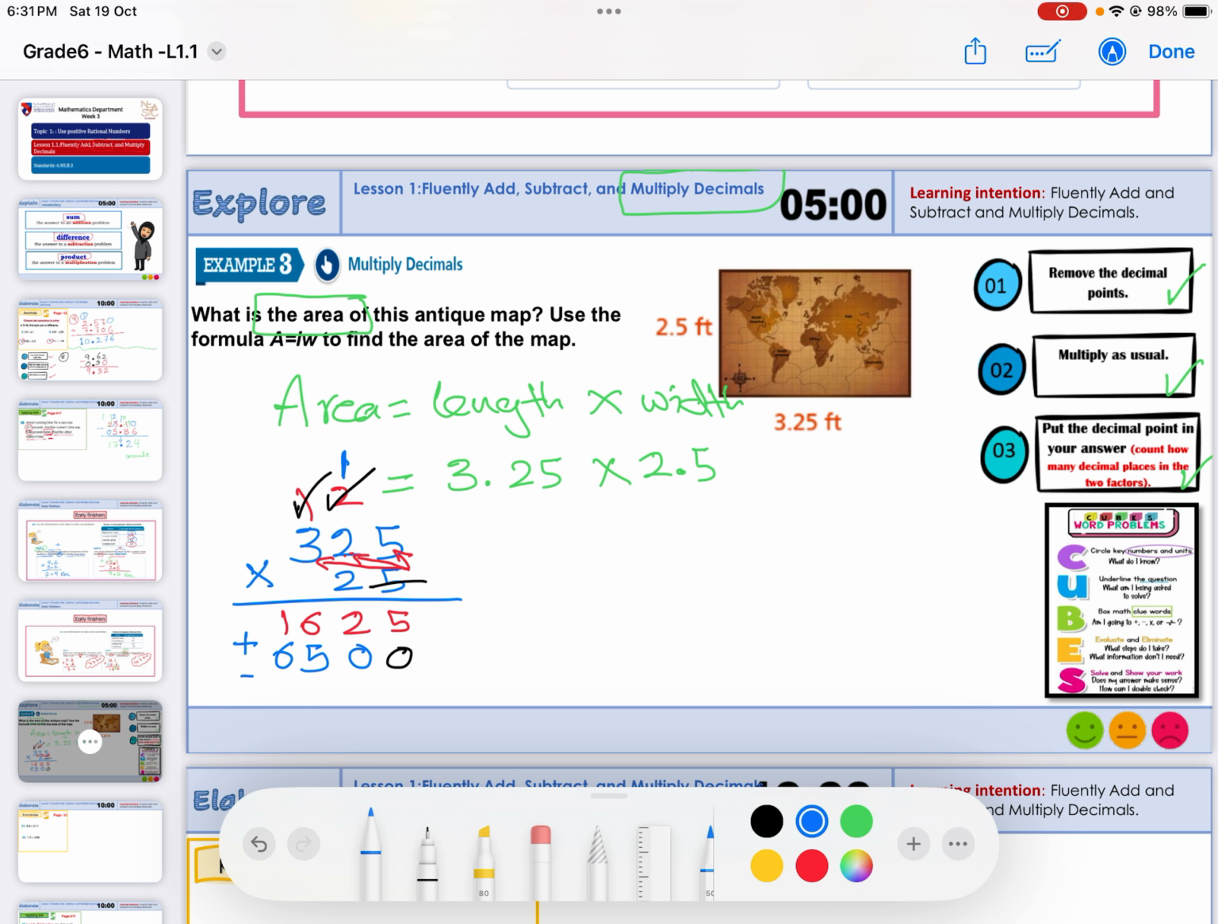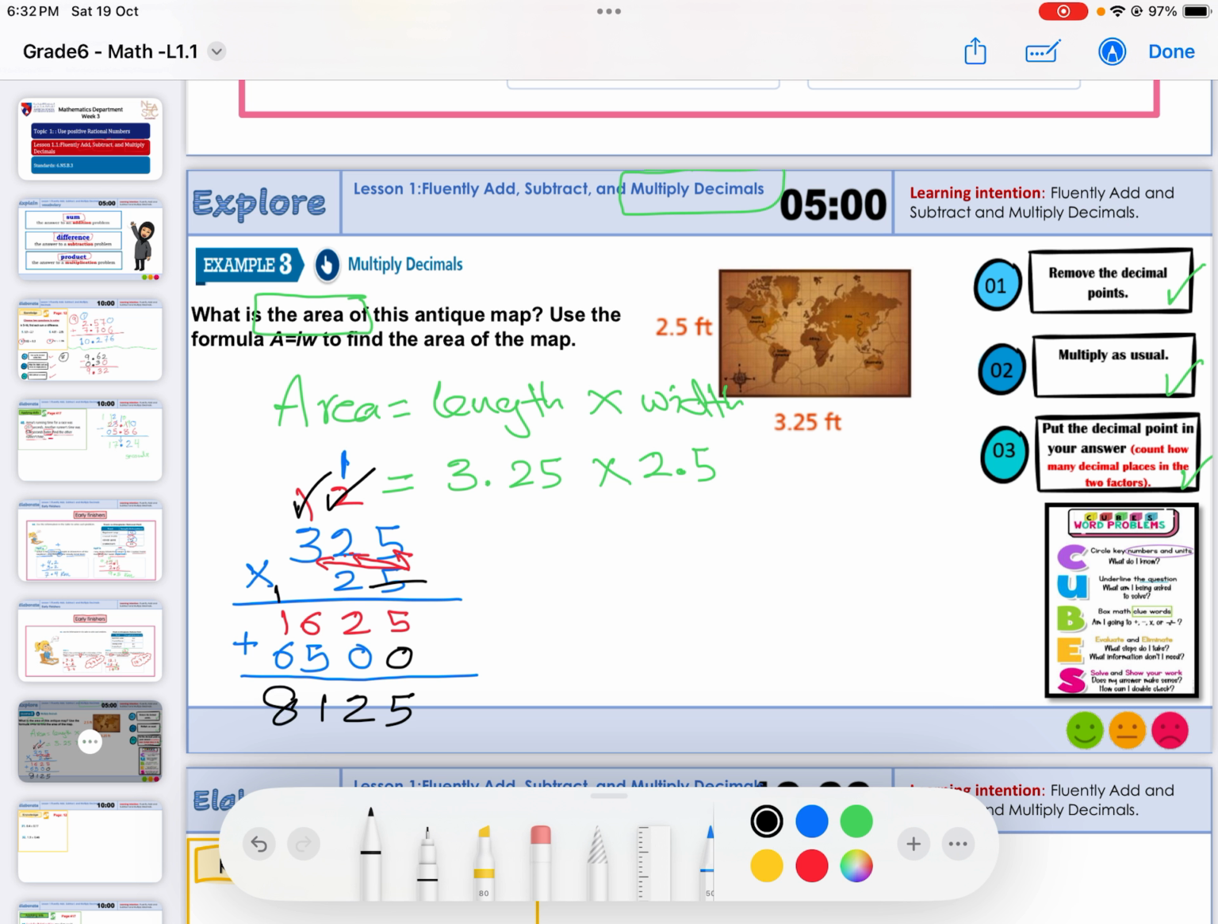Guys, please make sure you place the digits in the right position, because if you put the 0 under the 6, your product will be totally different. Okay, so now let's add. That will be 5, 2, 11, 1 up. 1 plus 1, that's a 2, plus 6, that's an 8.